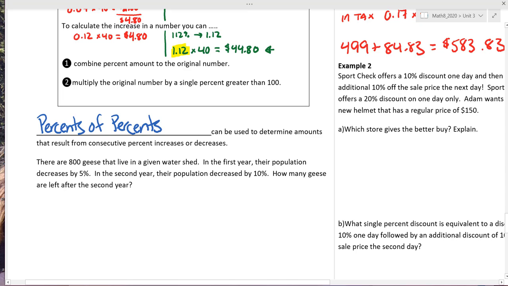Right? Now, we can't just add 5 and 10% to make 15% here because the population has changed. The first 5% is referring to the 800 geese at the end of the first year, but this 10% here is referring to, hey, how many geese are left after the first year? It's not 800 because that amount has gone down. So in order to do this, we do 2 steps. We do the 5% calculation, figure out how much is left, then we do another 10% calculation. So let's figure this out.